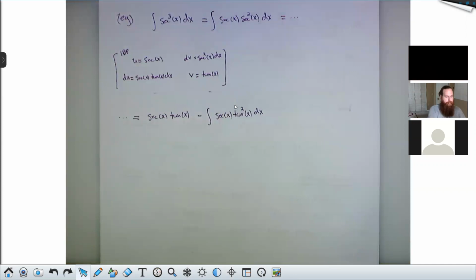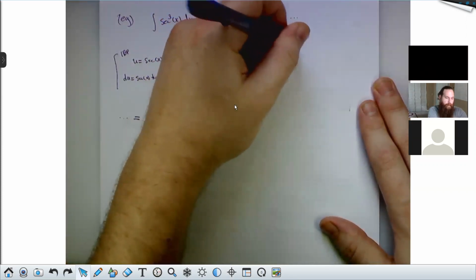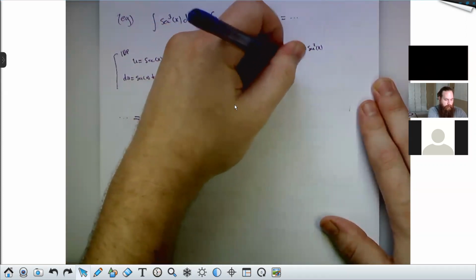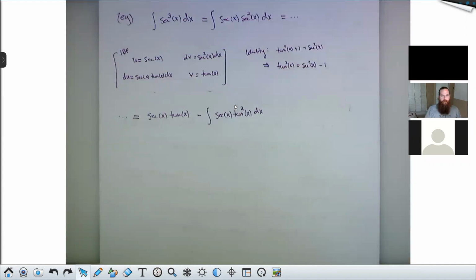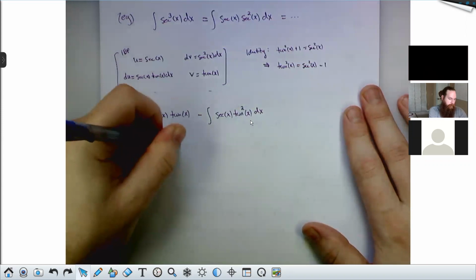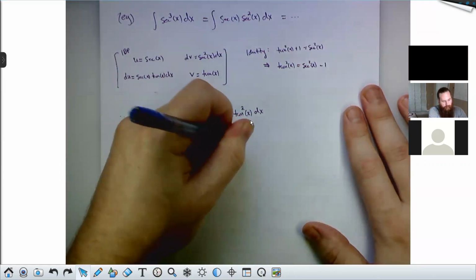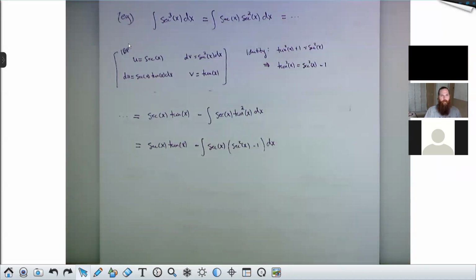Here's where I use my trig identity. I know that tan squared x plus 1 is secant squared x. So if I subtract 1 from both sides, tan squared x is the same as secant squared x minus 1. So this tangent squared, I will replace by parentheses secant squared x minus 1. So I'll have secant x times secant squared x minus 1. So far, just one run of IBP and use of this identity. That gets me to here.